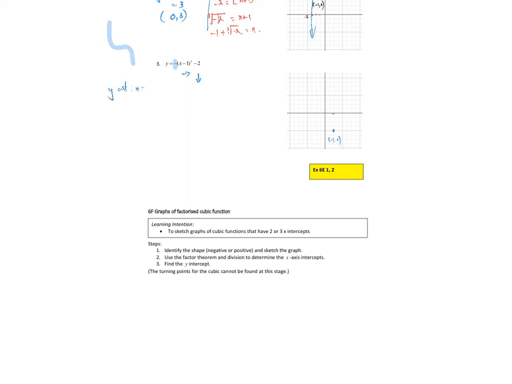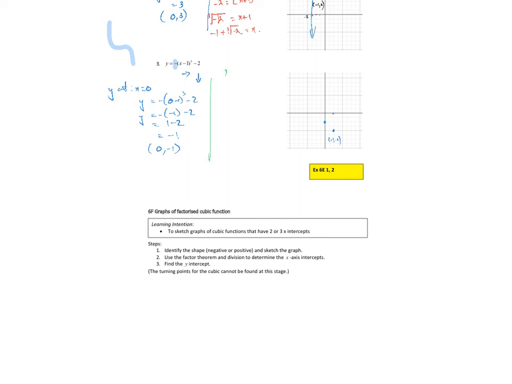And we just get our intercepts again. Y-intercept, we'll put x equal to 0. If x is equal to 0, y is equal to -0 minus 1 cubed minus 2. Y is equal to -1 minus 2, which equals -3. So the intercept is at 0, -3, which we'll call that point there.